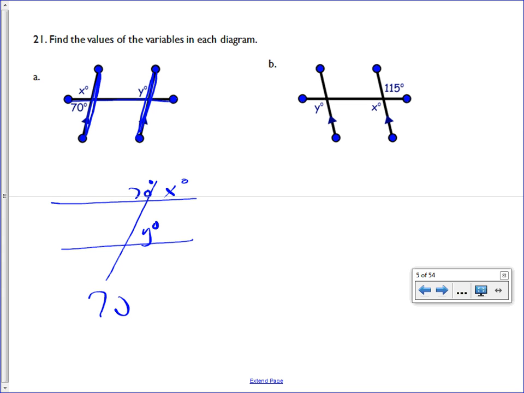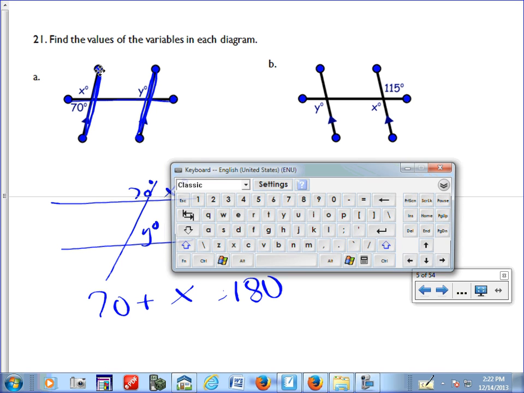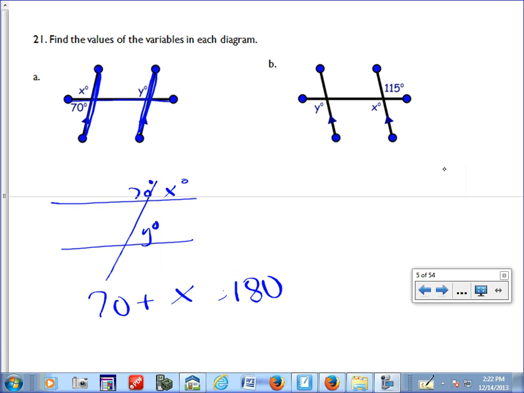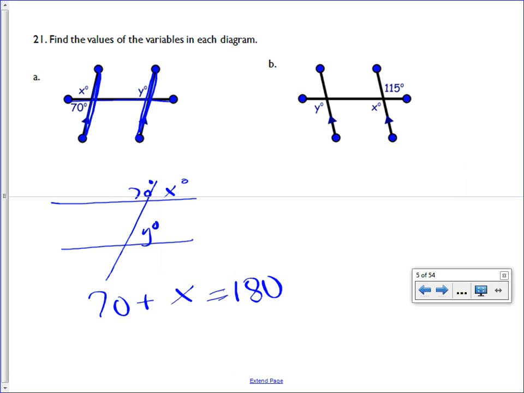So 70 degrees plus the measurement of angle x, or plus x, equals 180. If I were doing this equation, I wouldn't put the x there, or the degree there. So what does x equal? X equals 110, and then we're done with that one. So we can solve that just by knowing that the two angles are supplementary.